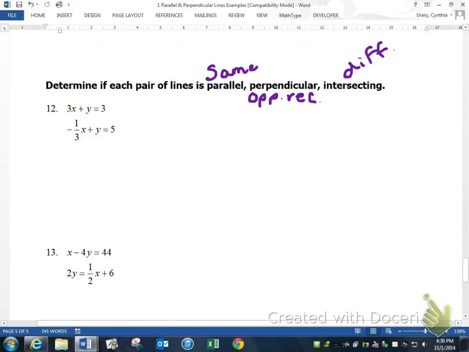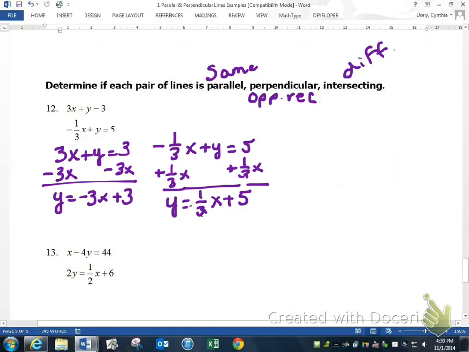Number 12, in order to know the slope of the line, you have to solve for y. The first one is 3x plus y equals 3. So we need to solve that for y. So let's pause and do that, and also solve the next one, -1/3 x plus y equals 5. Solve them both for y, and then we'll look at their slopes. So let's pause here just for a second to give you a chance to do that.